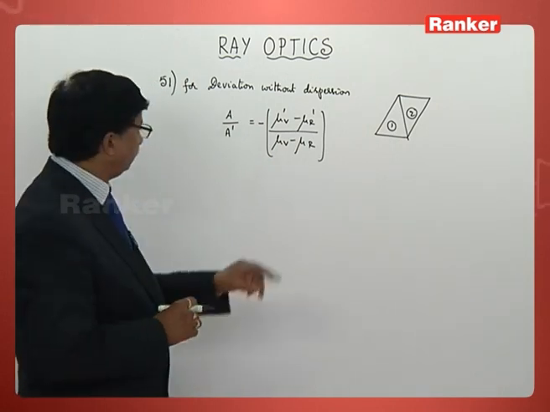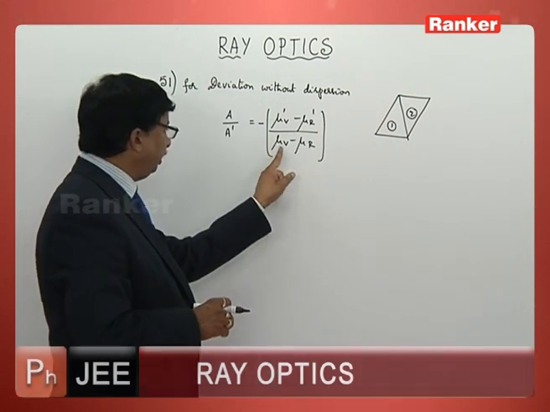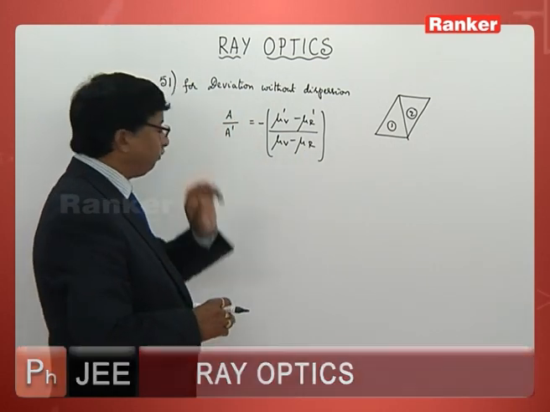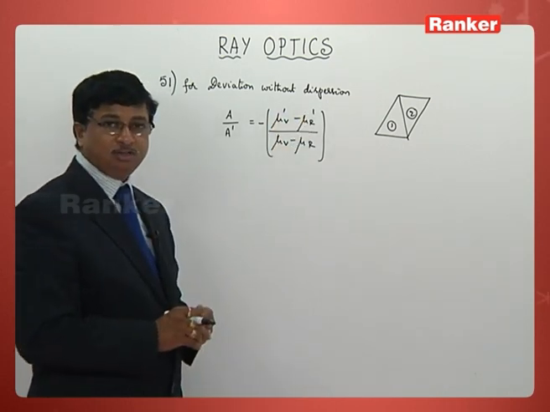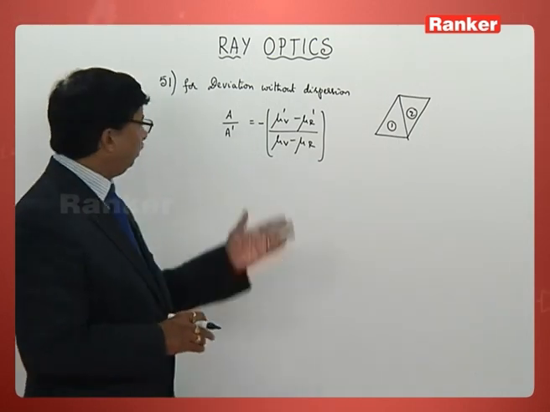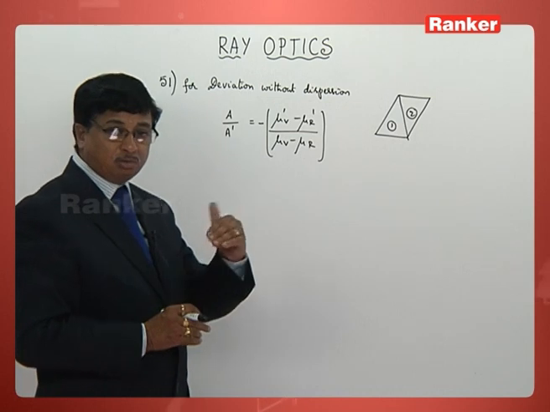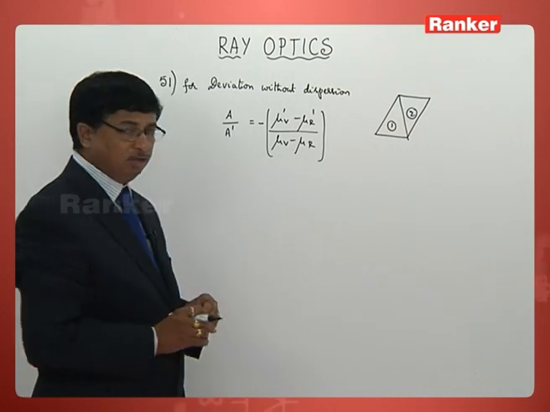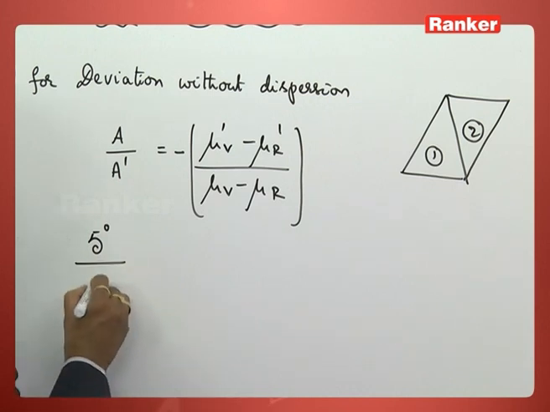And second point, mu is refractive index. Mu V is the refractive index for violet color in the first prism, mu R for red color in the same first prism. Mu V dash and mu R dash are the refractive indices for violet and red in the case of the second prism. So let us write this now. A is the angle for the crown glass prism, and A dash is for the flint glass prism. So for crown glass, how much has he given? 5 degree by A dash.